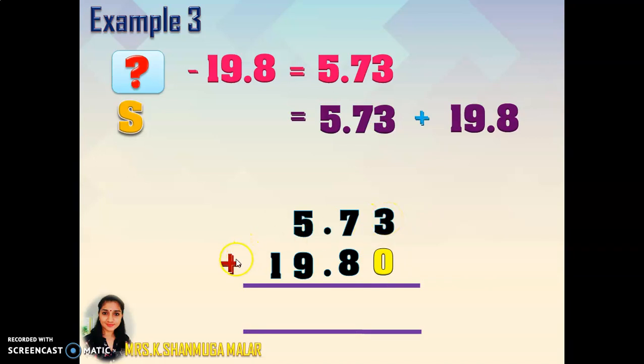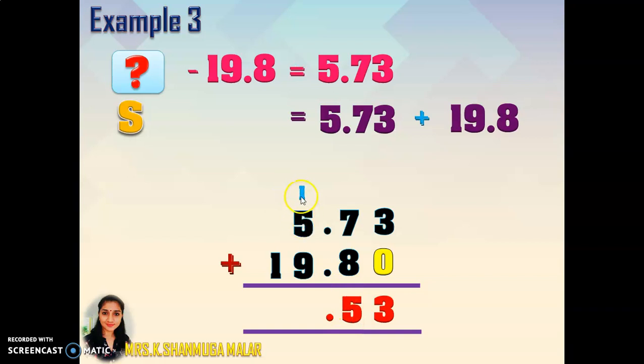Students, 3 plus 0, we get 3. But before we find the answer, we must write the decimal first. So now 3 plus 0 we get 3, and 7 plus 8 we get 15. But we must place 5 here and 1 over here.